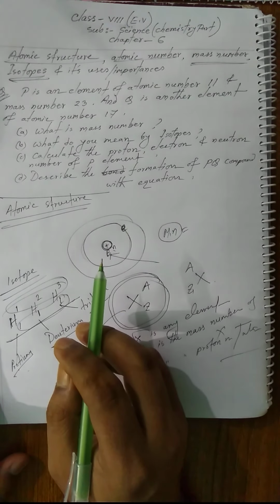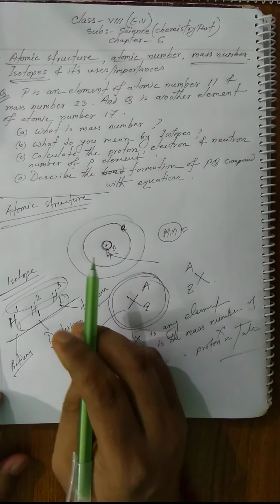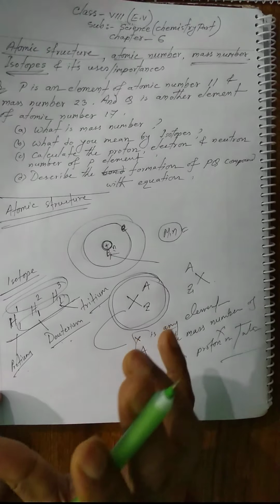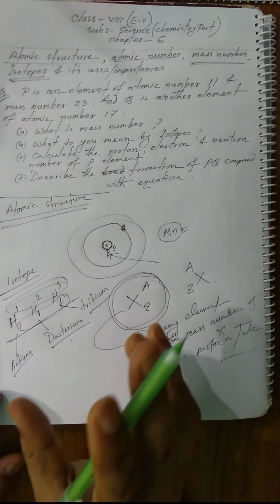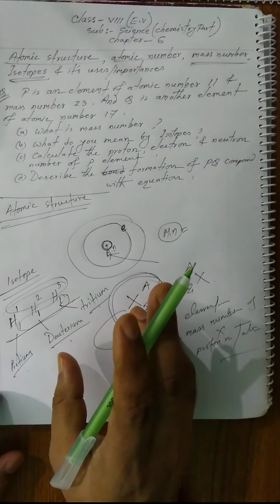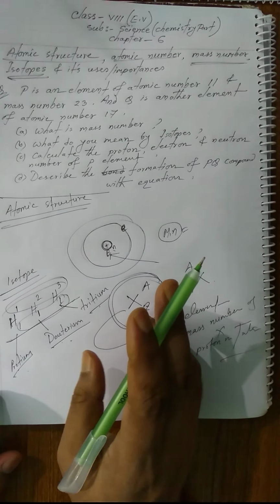So the isotope means the atoms of an element that have the same atomic number or proton number but different mass number. So these are the isotopes of hydrogen. Next, creative question, and the importance you will read from your textbook. It is very easy.